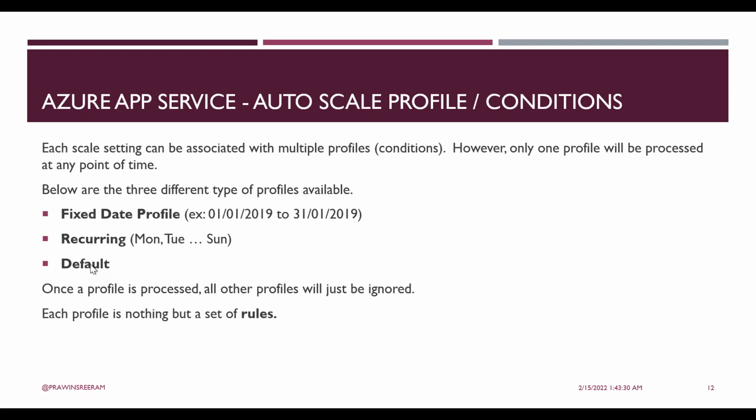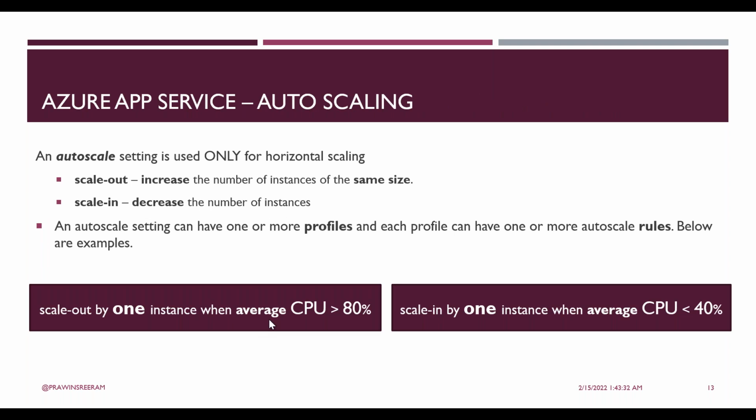By default you will have one default profile. It's up to you whether you want to create a fixed date profile or recurring profile along with this. But at any point of time, only one profile will be evaluated. Each profile or each condition is nothing but a set of rules. Now what are those rules? You have 2 types of rules: scale out rule and scale in rule. Scale out means increasing the number of servers, scale in means decreasing the number of servers, right?